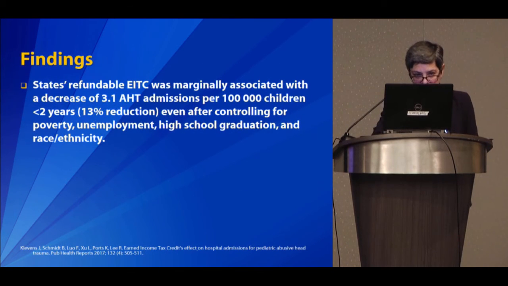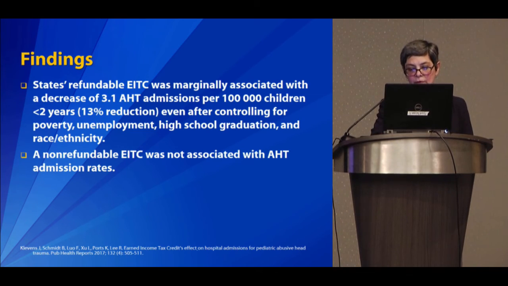And what we found was that states that had refundable earned income tax credits, there was a marginal association with a decrease of 3.1 abusive head trauma admissions per 100,000 children under the age of two. That's equivalent to about a 13% reduction. And that's even after controlling for poverty, unemployment, high school graduation, and race ethnicity. On the other hand, a non-refundable earned income tax credit was not associated with reductions in abusive head trauma.